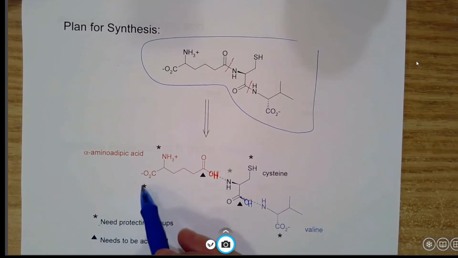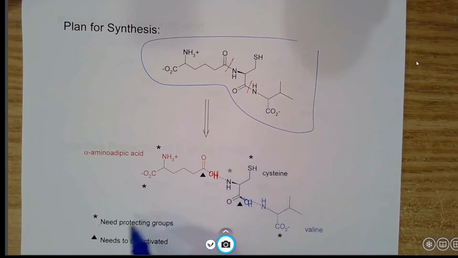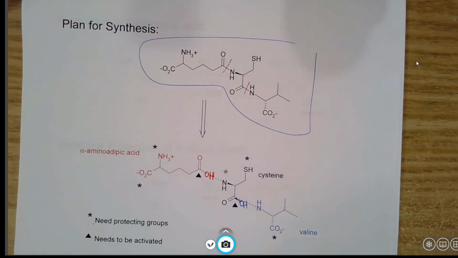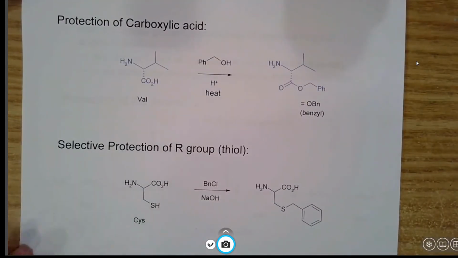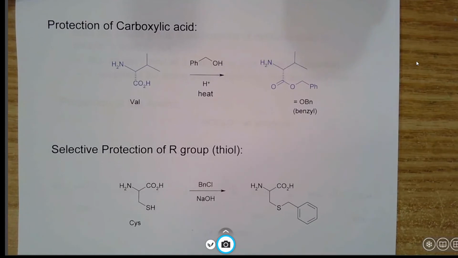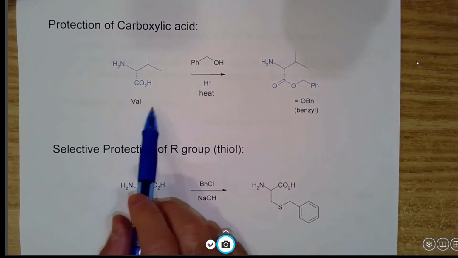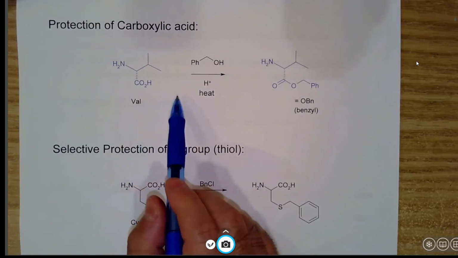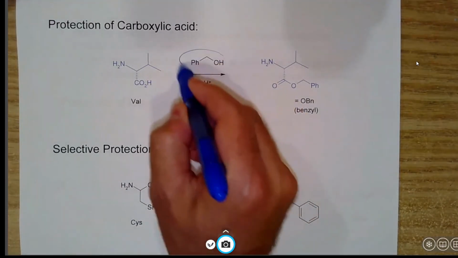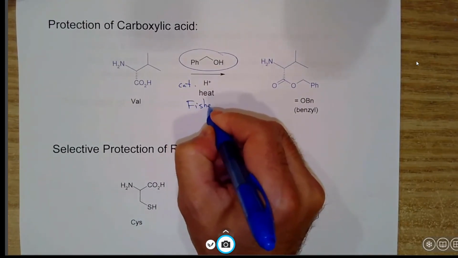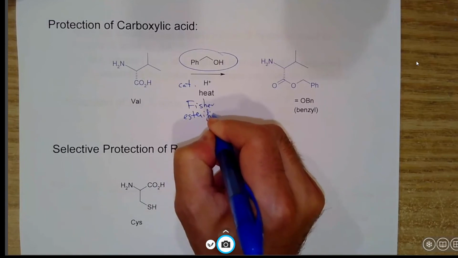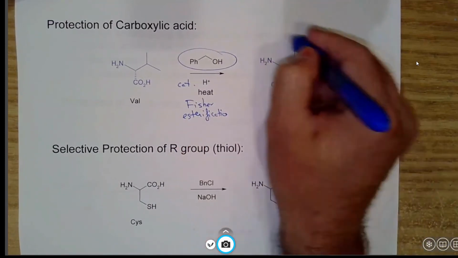What I have in star are the groups that have to be protected. And what I have in a dark triangle here are the carboxylic acid groups that have to be activated. Okay, so now that we understand that, we need to do some protection of these groups. We need to protect the carboxylic acid of the valine. A good way to do that is through Fischer esterification. We can take benzyl alcohol and add catalytic protons to generate an ester, a benzyl ester.